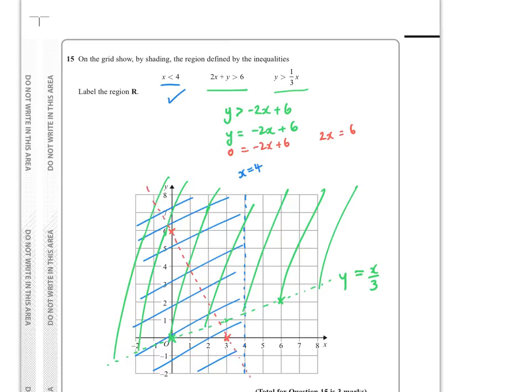Of course, you'll do this better in the exam than I will. And we want it to be, now be very careful, greater than minus 2x plus 6. So we want it to be above the line here.